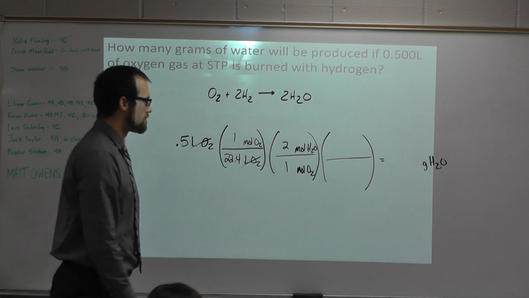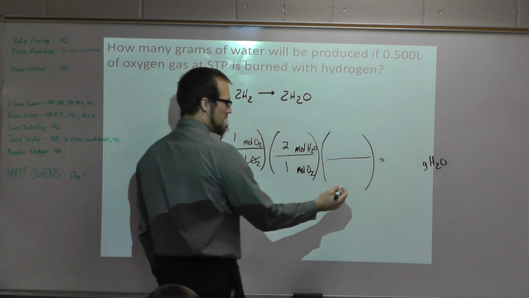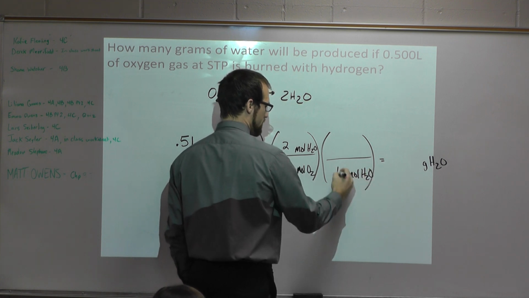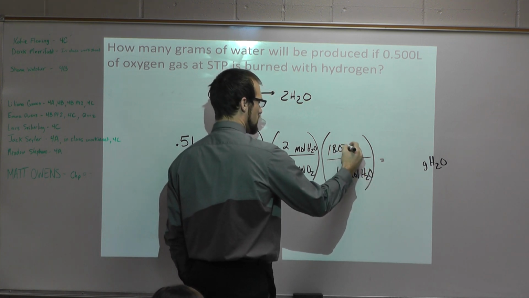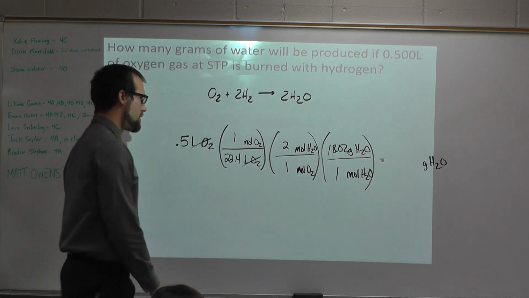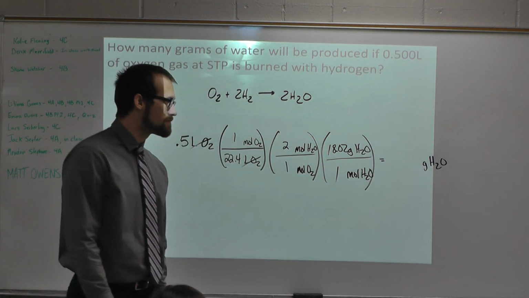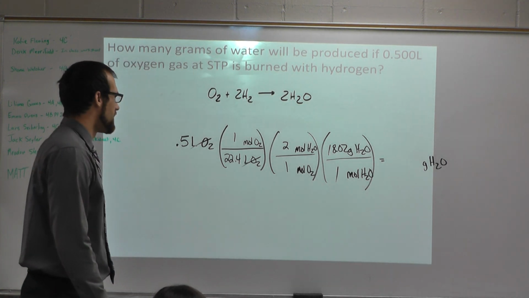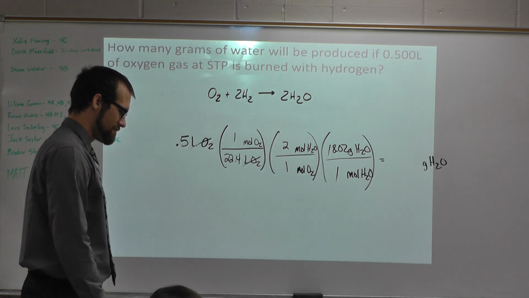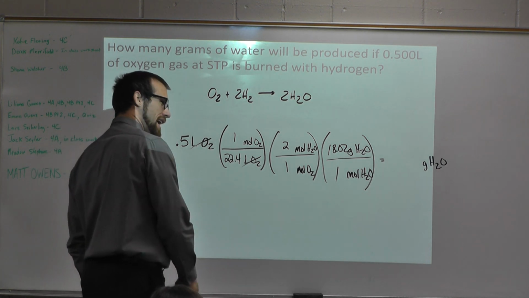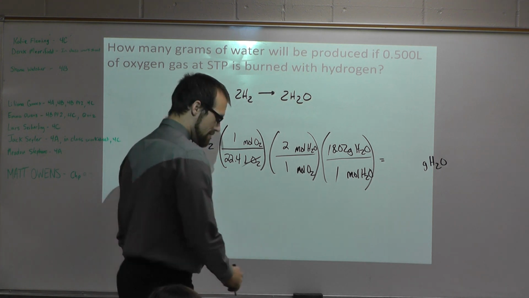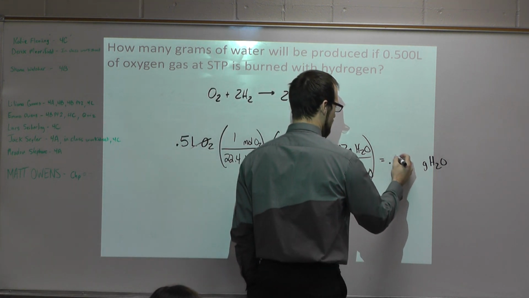And follow the unit trail. 18.02 grams of H2O per mole. It's 0.8. Oops, you were a little off. I was a lot. I divided something else by something else, or I switched it.